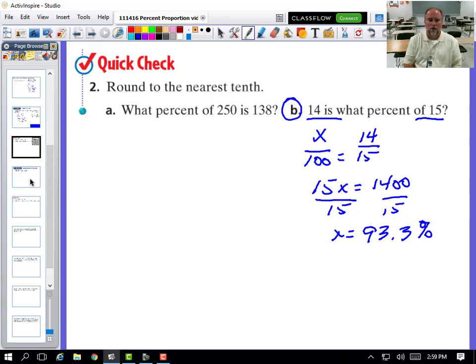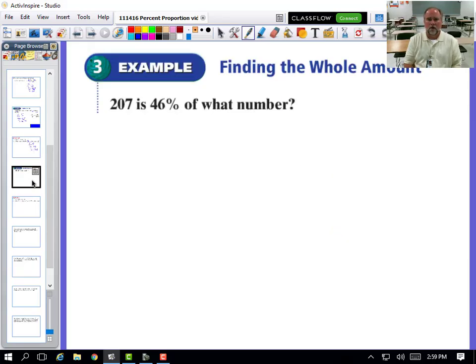Now let's look at the third one. This is where our total is missing. So again, we ask ourselves the question, do I have a number with a percent sign on it? And yes, I do. So it's immediately 46 over 100 is equal to, okay, now I've got to figure out what the 207 is. And it says 207 is, so we know it's going to be a part, or if I substitute the word part in for 46%, 207 is part of what? So it tells us that it is the part.